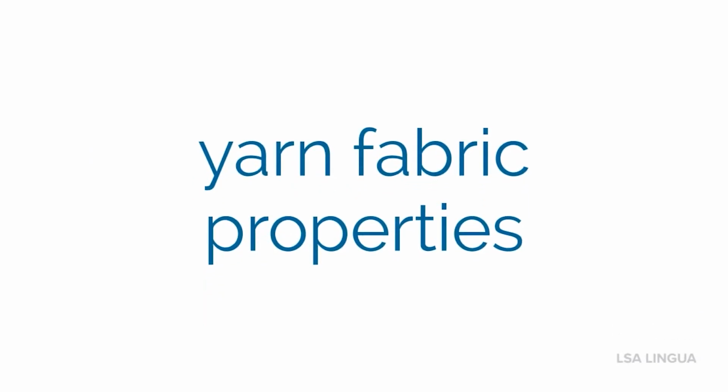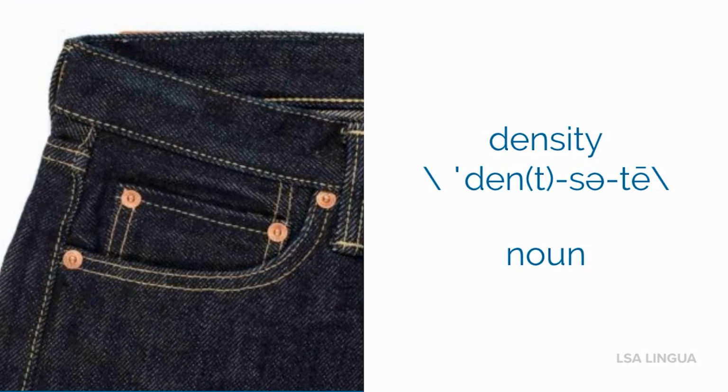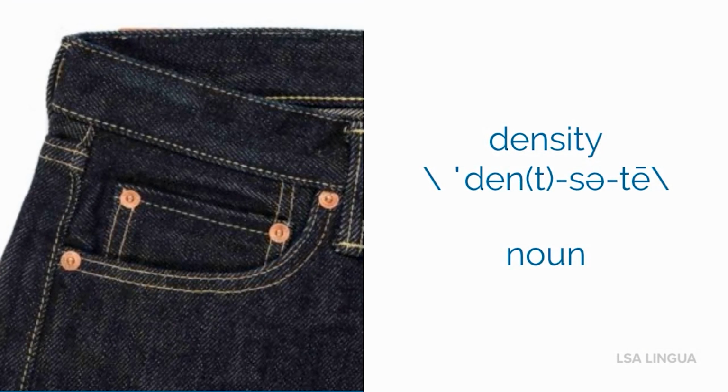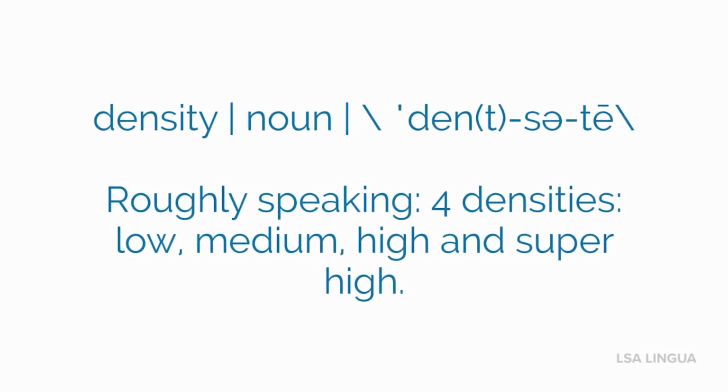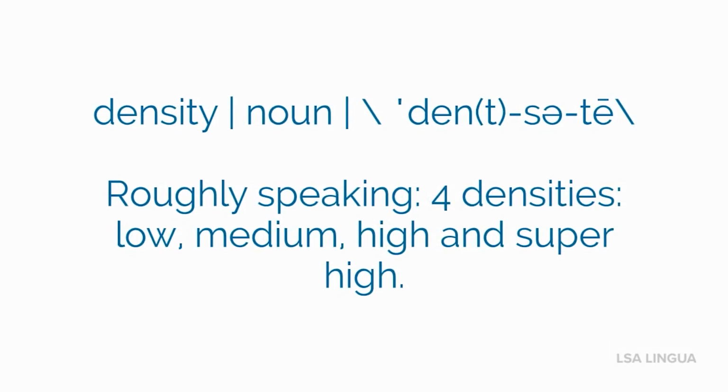Let's now zoom in on yarn fabric properties. Density. Noun. The density of denim refers to the number of yarns that make up the weave. And there are, roughly speaking, 4 densities out there, ranging from low to super high.